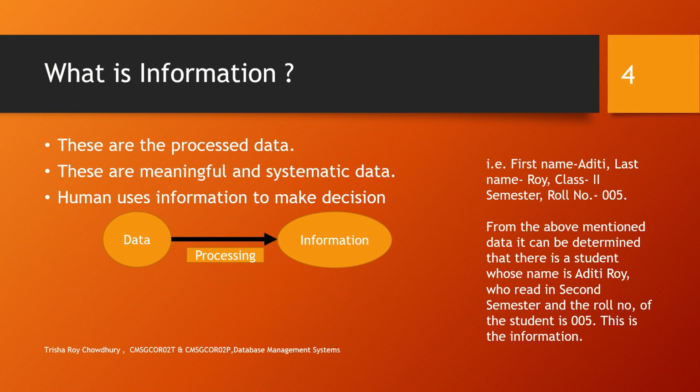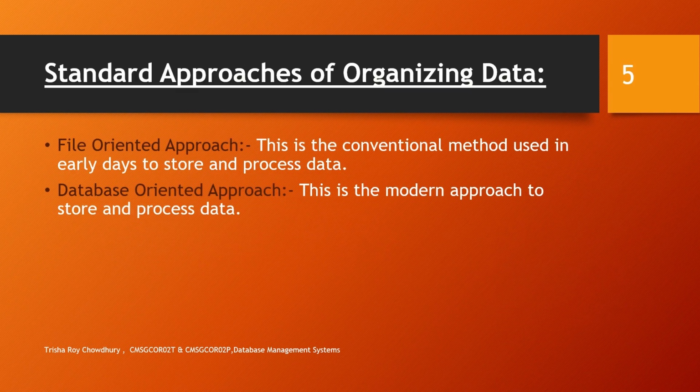We can take an example. Suppose your first name is Aditi, last name is Roy, you read in second semester and your roll number is 005. From the above mentioned data, it can be determined that there is a student whose name is Aditi Roy who reads in second semester and the roll number of the student is 005. This is the information.